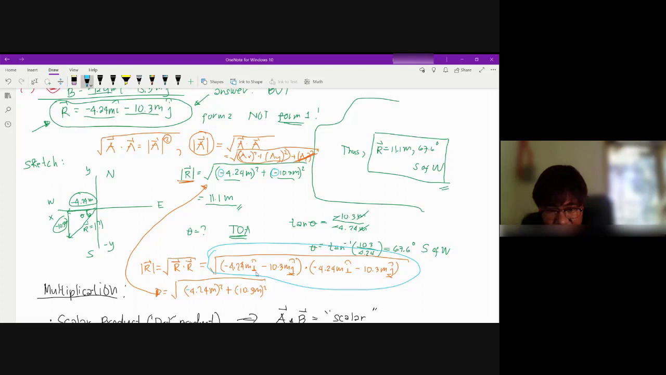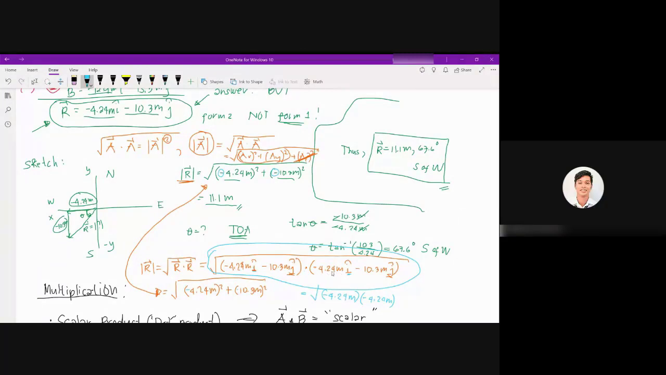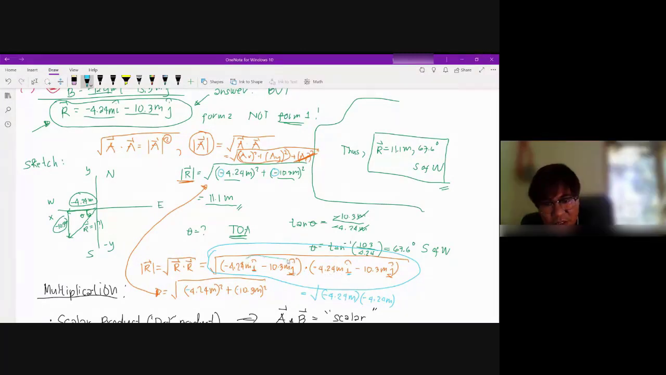Kung lantawon nato ni, kabalo man ta nga mag-contribute ang I hat. So I dot I is just equal to 1. Kung isulat nako siya mano-mano, that is just equal to negative 4.24 meters times negative 4.24 meters. Kung i-multiply nako sila, kabalo naman ta nga I dot I is just equal to 1. So isa na siya nga mag-contribute.